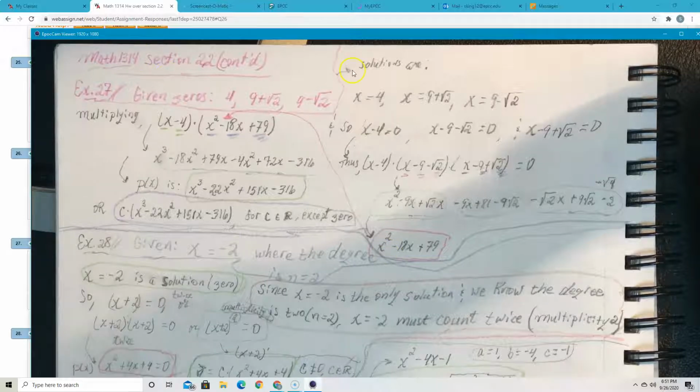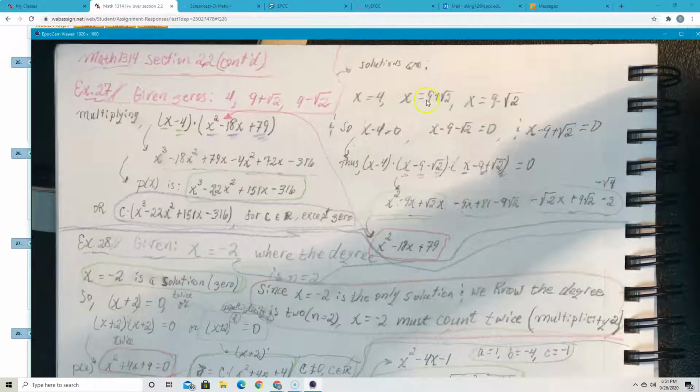So, okay, if the zeros are these, then the solutions are x equal to 4. The solutions to the equation, whatever we end up getting, what are the zeros to that equation? And they are these 3 zeros, which means these are the solutions: x equal to 4, x equal to this, and x equal to this, in no particular order.